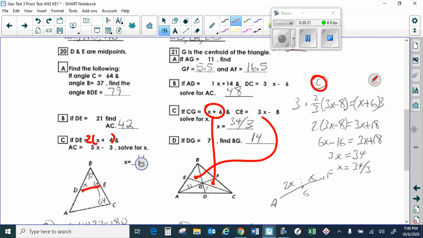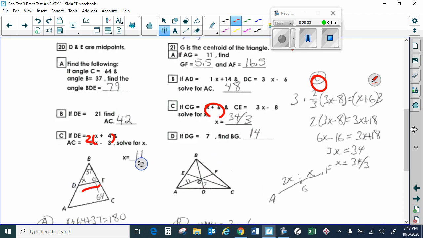So what I did is I did 2/3 of the full length. Oh, CE. Sorry, it's not CG. CE, the full length. Correct. Okay, so CE is the full length. CG is 2/3 of the full length. So that's why you see 2/3 of the full length right here equals x plus 6. So instead of dealing with fractions, I went ahead and multiplied both sides by 3 to cancel out the fractions. That's why you have this here.